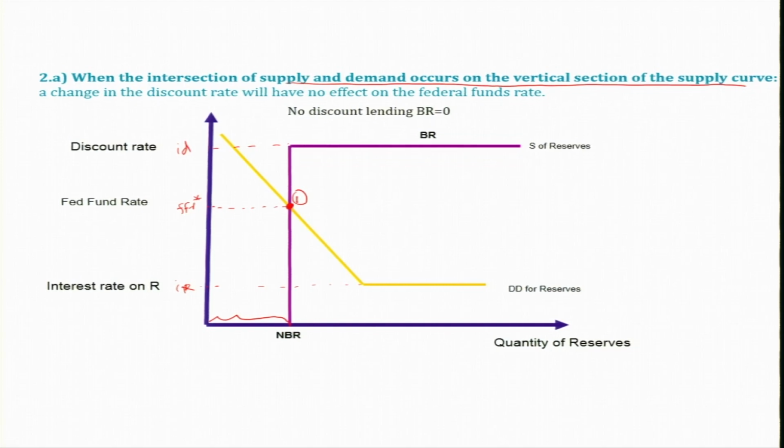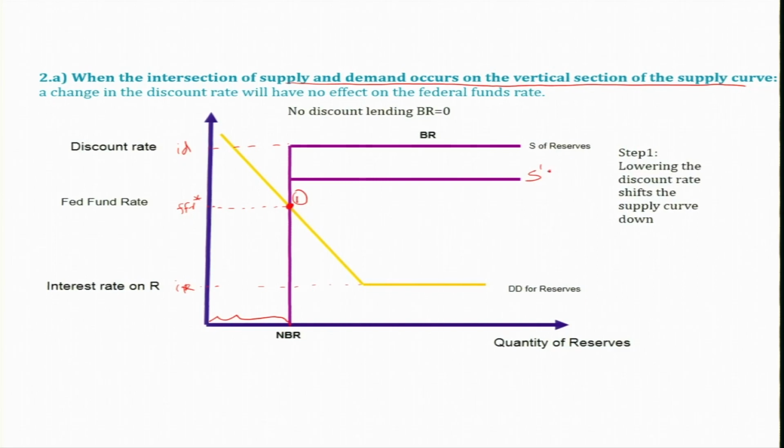Let us see what happens here. Suppose there is a change in the discount rate. Lowering the discount rate shifts the supply curve down, right. So this is going to be the new supply curve of reserves. You can see that now the supply curve is going to be like this. This is the new supply curve. Initially this is the interest rate on discount, and the new discount rate is this one now, right.